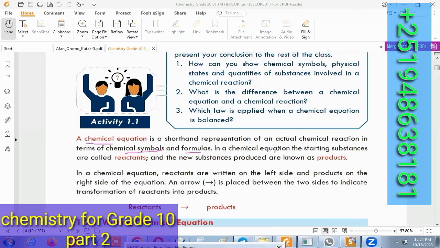In a chemical equation, the starting substances, or the substances with which the reaction starts, are called the reactants, whereas the new substances produced are known as the products.